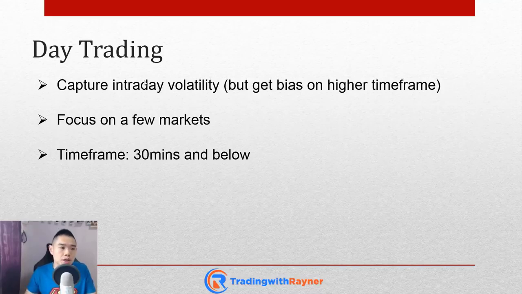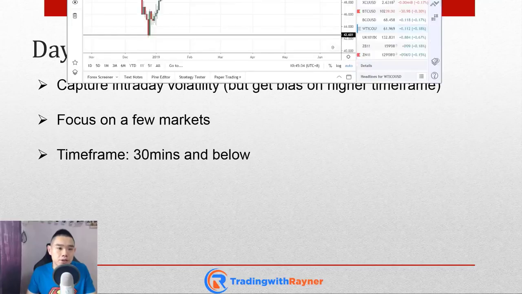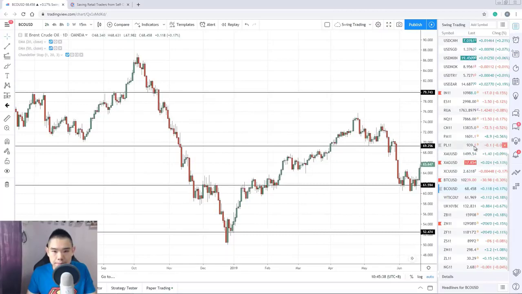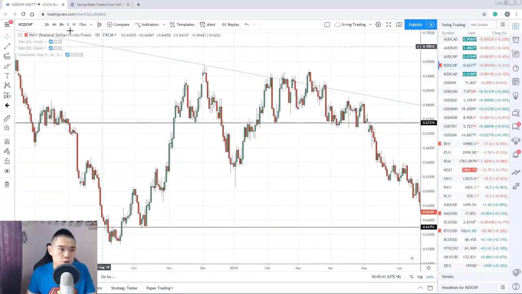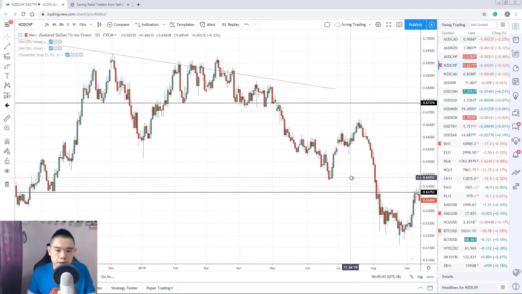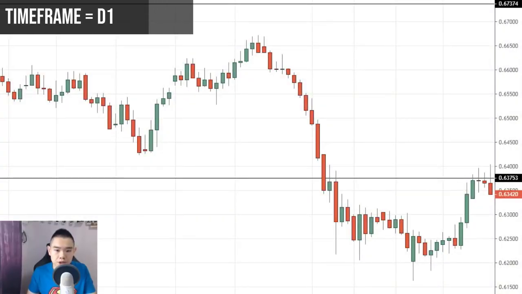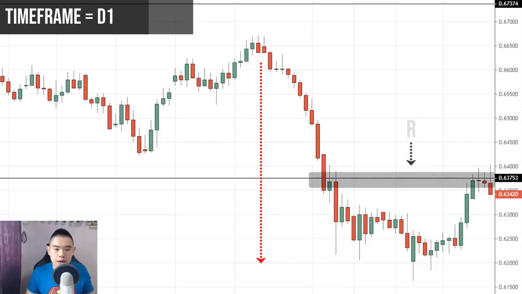Let me explain how this day trading works, capturing the intraday volatility by getting your bias on the higher time frame. Let's say, for example, New Zealand Swiss franc. Let's say this is the daily time frame, and assume this is the current price action. You notice that the higher time frame, the daily, is in a downtrend. The market is at this area of resistance, so let's call it R, and you have multiple price rejections at this area of resistance. So you have a downtrend and price is at resistance.